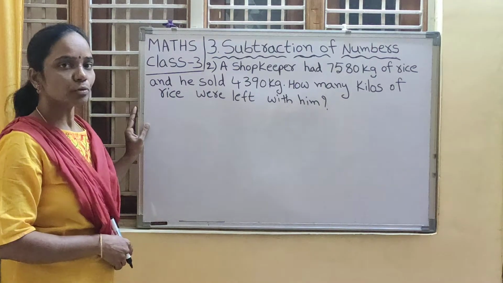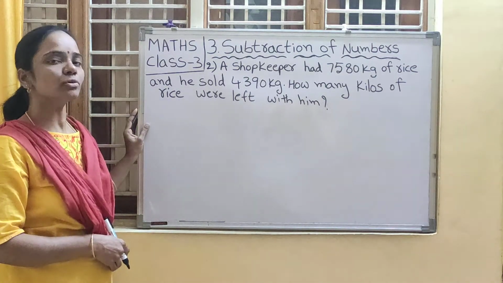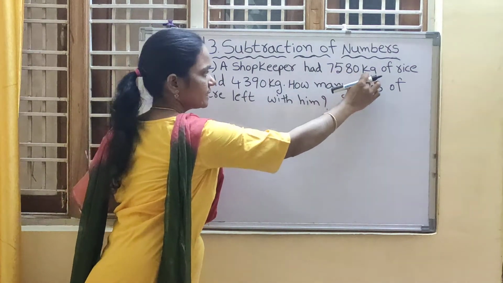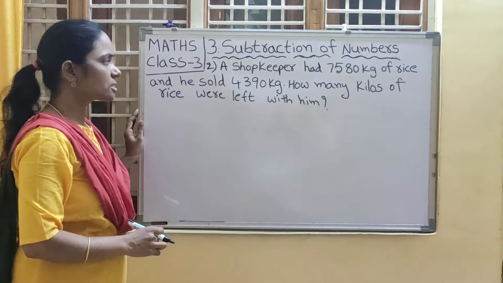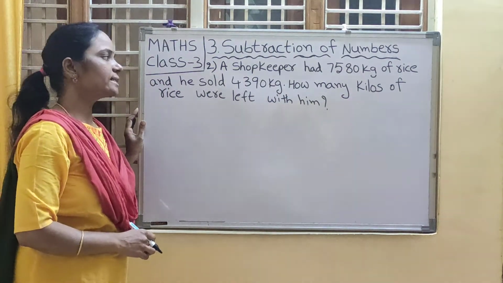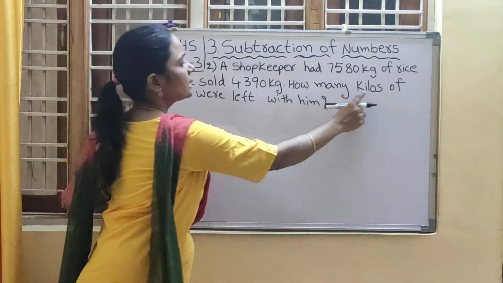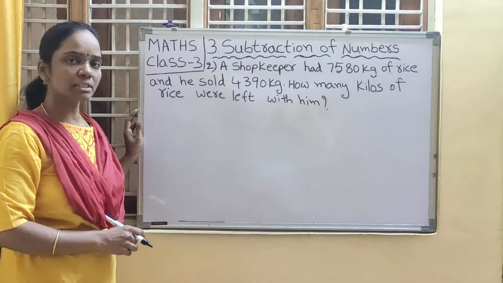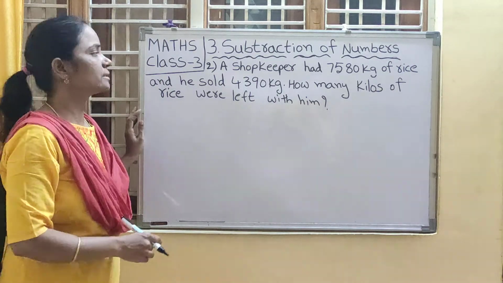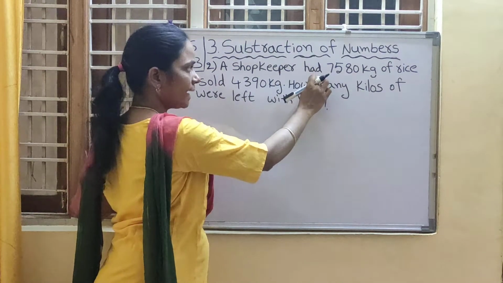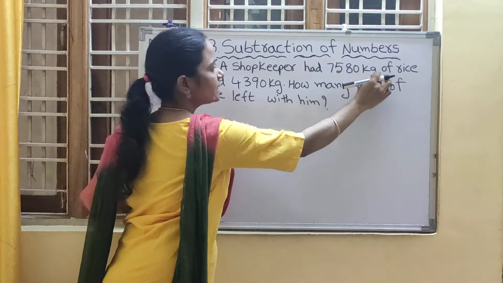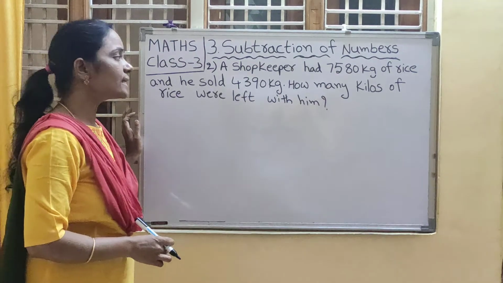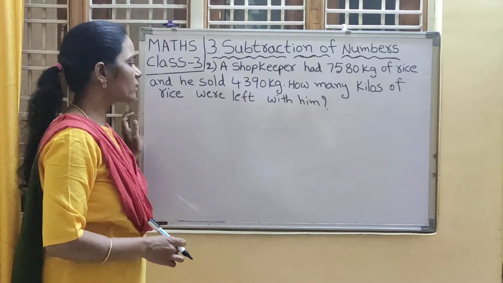Now look at the second word problem, children. What is the second word problem? A shopkeeper had 7,580 kgs of rice and he sold 4,390 kgs. How many kilos of rice were left with him? Okay, what is the question? Everyone repeat after me. A shopkeeper had 7,580 kgs of rice and he sold 4,390 kgs. How many kilos of rice were left with him?